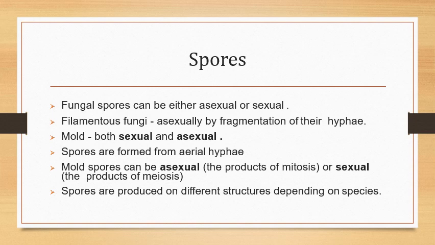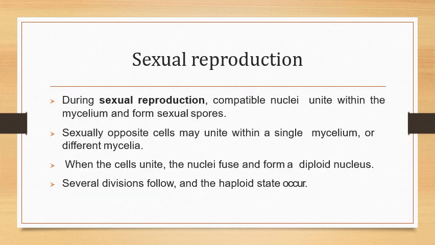Spores are produced in both asexual and sexual processes. Fungal spores can be either asexual or sexual. Filamentous fungi reproduce asexually by fragmentation of their hyphae, and the molds show both sexual and asexual spores. Asexual spores are produced by the process of mitosis, and sexual spores are the product of meiosis. These spores are formed on the aerial part of the hyphae. Spores can be present on different structures depending on the species of the fungus.